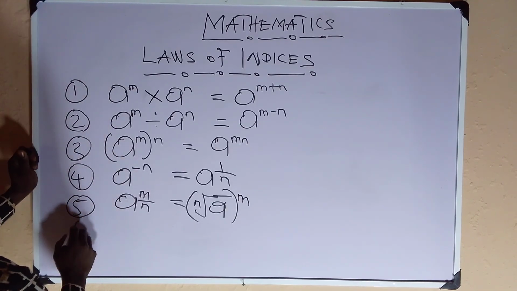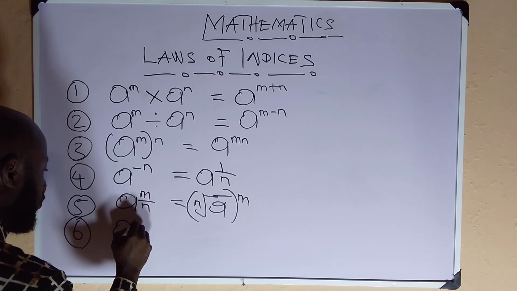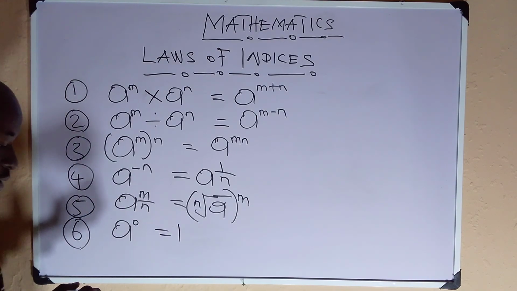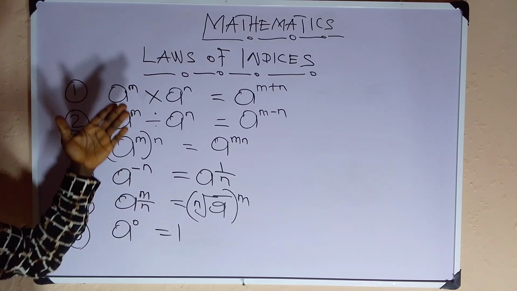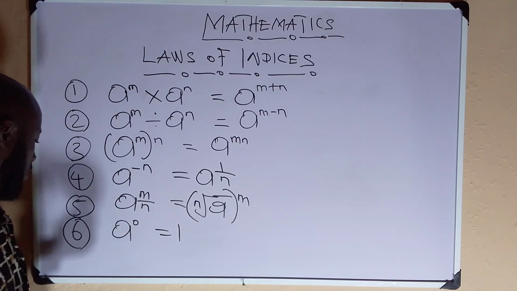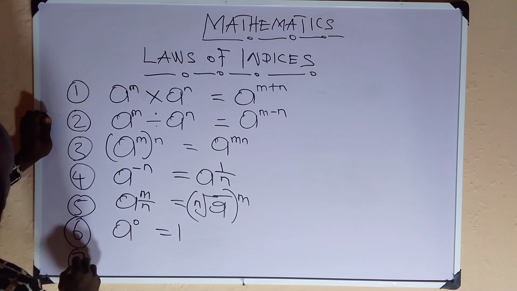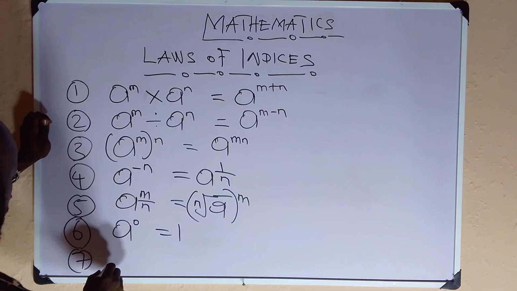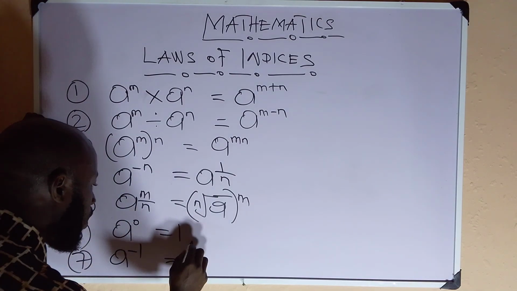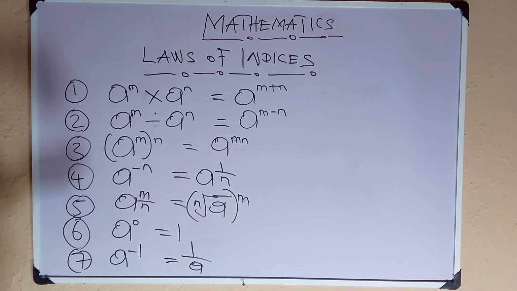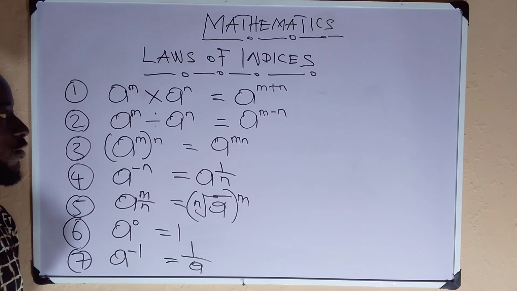The sixth law of indices states that any number raised to the power of 0 is equal to 1. Can you see the laws of indices, how they are stated? Let me also add this one: a raised to the power of minus 1 equals 1 over a. With this, we can be solving problems involving indices.